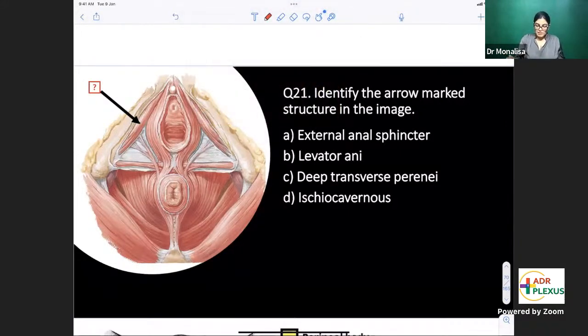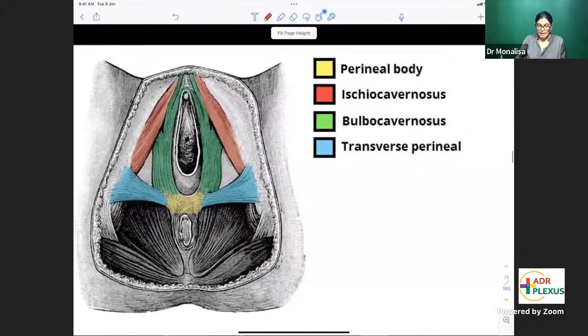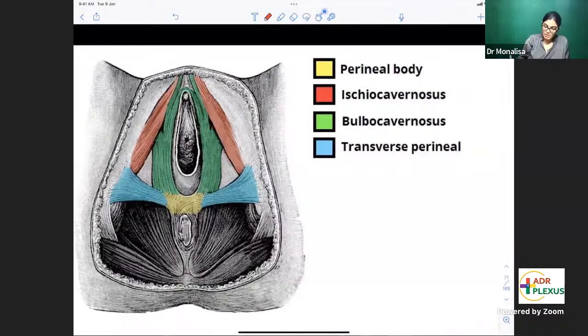So many of the aspirants have given the right answer, and definitely it is ischiocavernosus muscle. Absolutely correct. It is ischiocavernosus muscle. Yes, it's an ischiocavernosus muscle. So see here, exactly this was the muscle which has been asked, and this lateral muscle is ischiocavernosus.